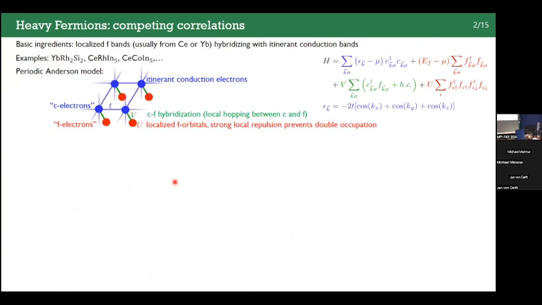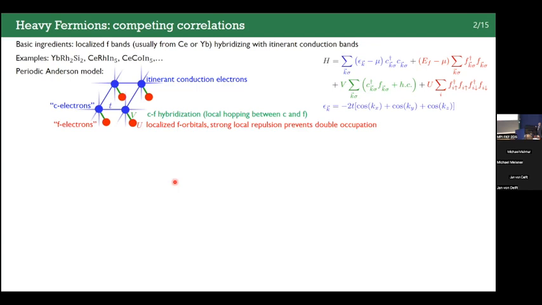So in heavy fermion systems, the basic ingredients are localized f bands hybridizing with itinerant conduction bands. There are numerous materials that show this behavior. It's been studied for a long time. And a paradigmatic model for studying that is the periodic Anderson model, where you have itinerant conduction electrons, in blue here, hopping around on a lattice. We take a 3-dimensional square lattice.